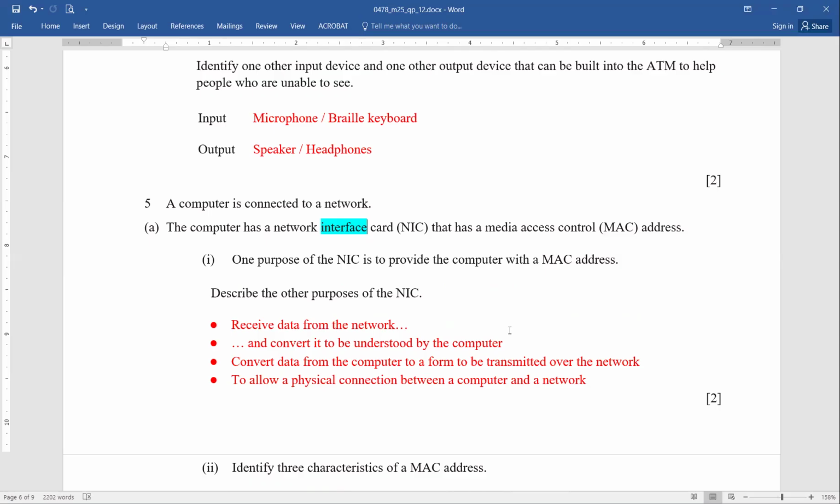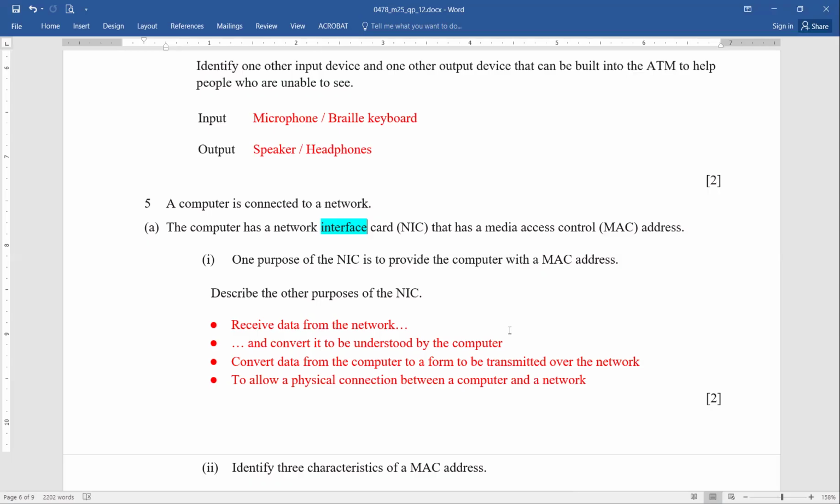Earlier, it was working as a receiver to get the data over the network and translate it into a form understood by the computer. Similarly, on our end, when the data is to be sent, it will still be doing the same thing, definitely translating it into a form so that it can be transmitted over the network. And it is there to allow a physical connection between a computer and a network. So you can actually see it's a physical piece of equipment. It's a hardware equipment. And this is there to create a physical connection between a computer and the network.